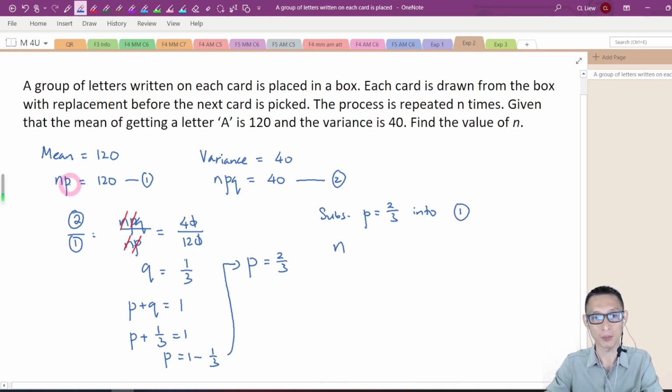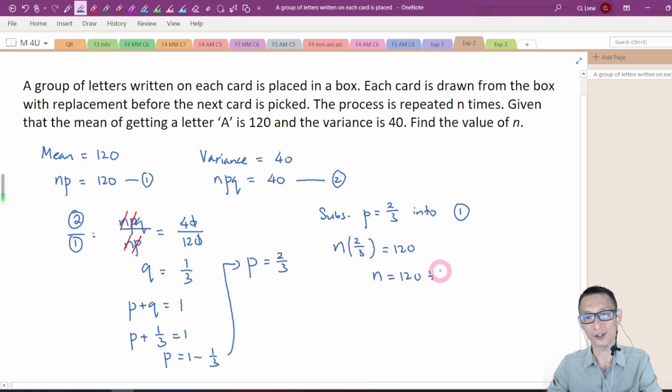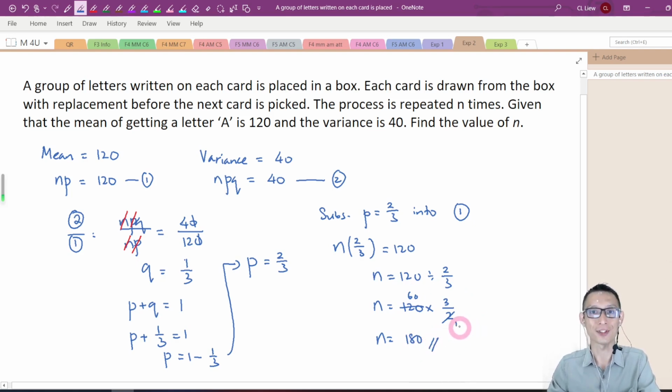So np, now I know p is equal to 2/3, and np is equal to 120. So n is equal to 120 divided by this 2/3. So you can press your calculator, or you can change it to multiplication, so that here you need to flip over the numerator and denominator. Okay, divided by 2, divided by 2. So 60 times 3, you will get 180. n is equal to 180.